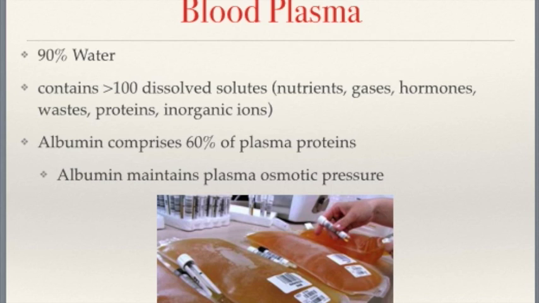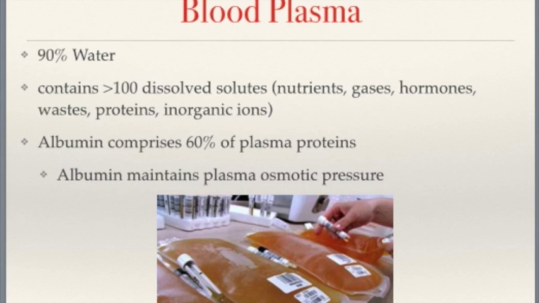Now, the one I really want to focus on in terms of testing and things is albumin. Albumin comprises the bulk of plasma proteins, and it maintains our plasma's osmotic pressure. All right. So albumin actually, it likes to bind to water. It likes to grab water and hold on to water, as well as some other types of ions. And because there's albumin in our blood plasma, water is attracted to blood. Water is attracted to albumin, so therefore water is attracted to our blood.